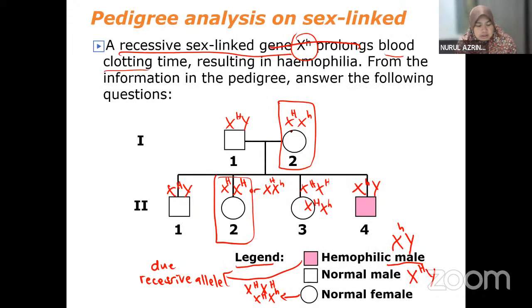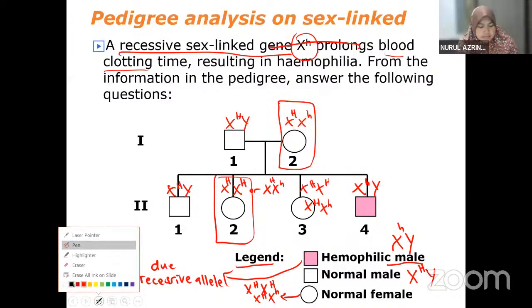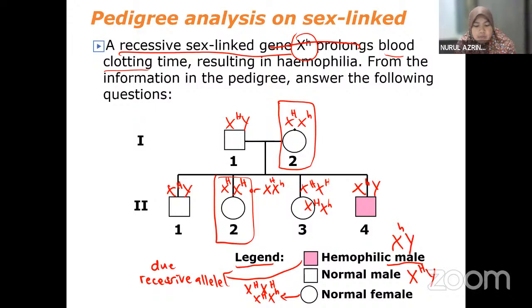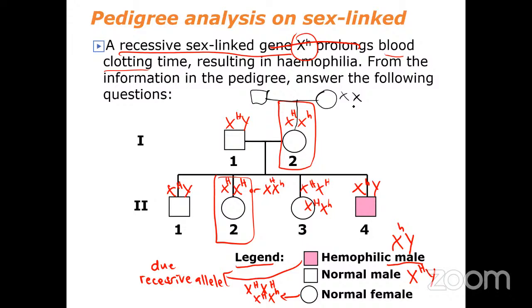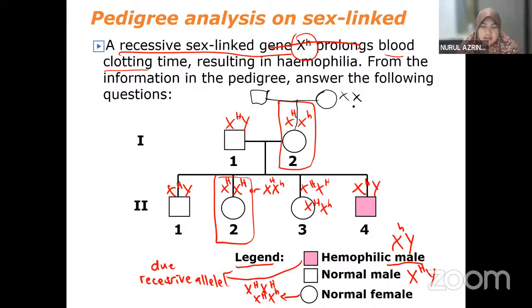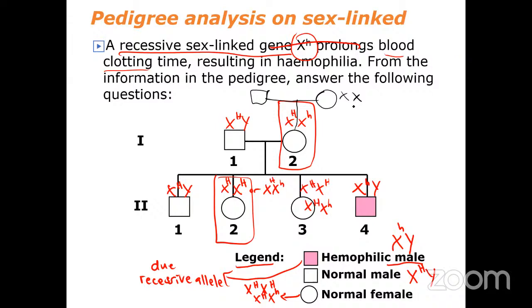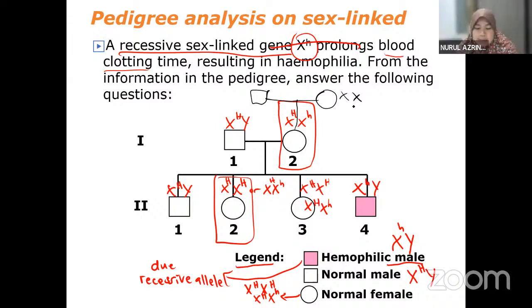Ni 1-2. Dia kata apa? If the mother of 1-2 is hemophilic, makna mak dia punya genotype apa? Mak dia hemofilia, bukan normal, mak dia ada penyakit. So mak dia dua-dua small h, sebab ingat, this is due to recessive allele. So maksudnya kalau perempuan nak kena penyakit tu, dia kena ada dua recessive allele.